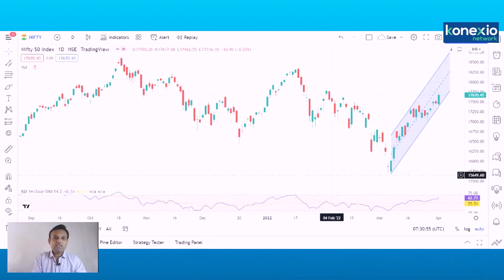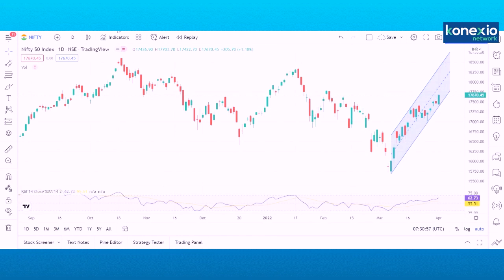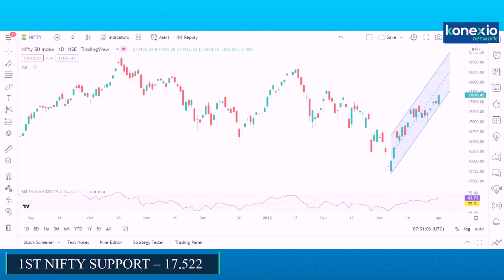Now let us discuss the important support and resistance levels for the Nifty for the next week. The first support in the Nifty is placed around 17,522.